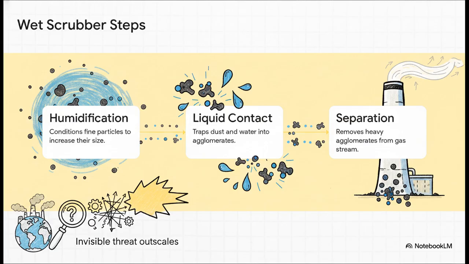This is where those swollen particulates violently collide with water droplets to form sticky agglomerates. Finally, step 3 is gas-liquid separation, where these large, heavy agglomerates settle out of the gas stream entirely, leaving mostly clean air to exit the stack. By fully understanding the vast natural forces of dispersion and then deploying brilliant mathematical engineering like scrubbers and precipitators, we can actually fight back against atmospheric contamination.